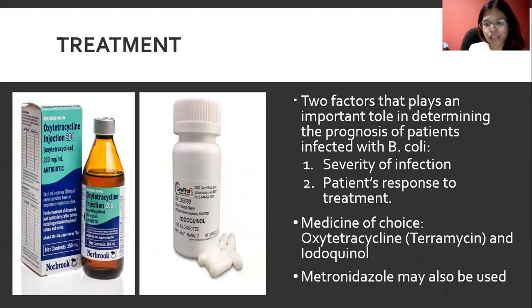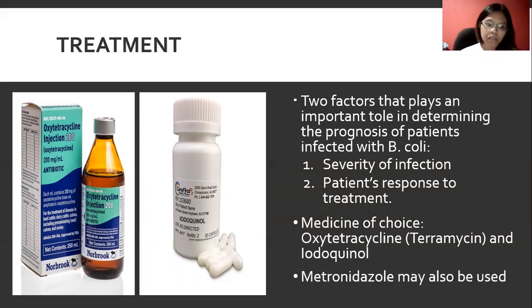So treatment natin. So two factors that play an important role in determining the prognosis of patients infected with B. coli are the severity of infection and the patient's response to the treatment. So the medicine of choice is oxytetracycline or the terramycin and iodoquinol. Pero pwede rin po gumamit ng metronidazole as an alternative.